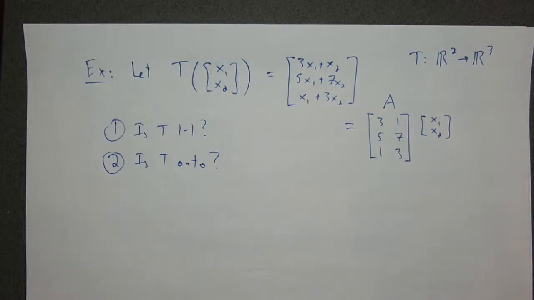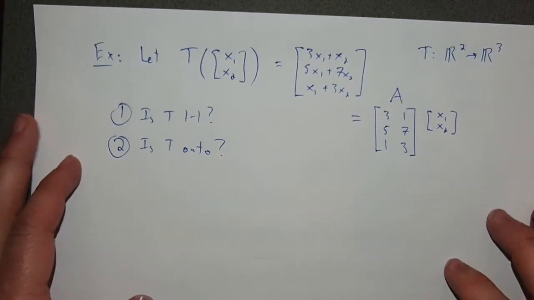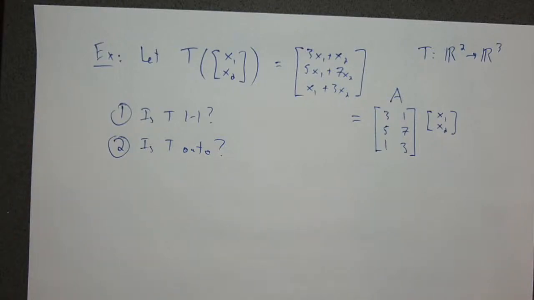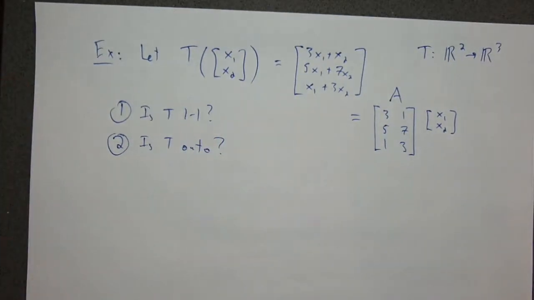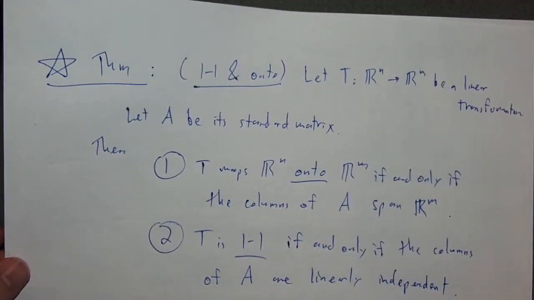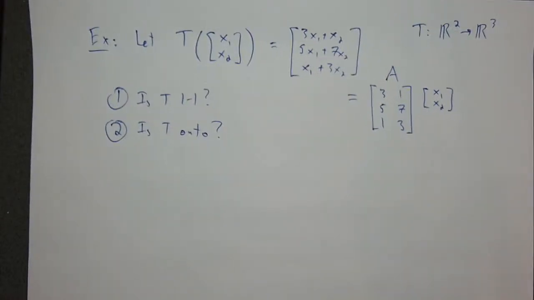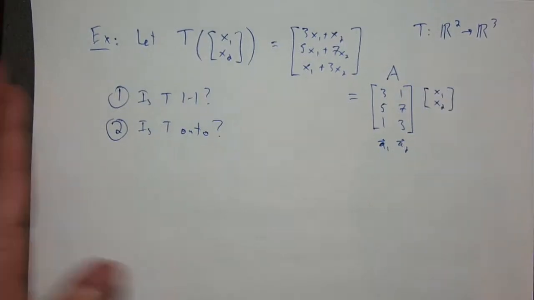Okay. So first of all, how do I answer this thing being 1-to-1? I just had it on the screen here. It's 1-to-1 if and only if the columns are linearly independent. Are the columns linearly independent? The columns are two vectors, a1 and a2. It's those two vectors, (3, 5, 1) and (1, 7, 3).